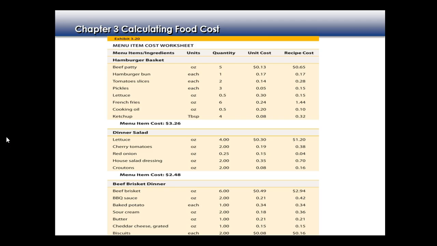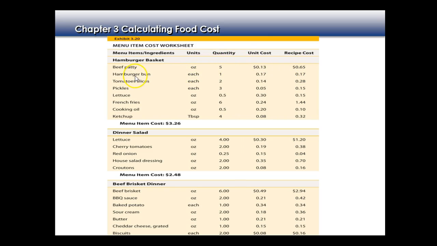So the cost of making a hamburger basket. It's a 5-ounce beef patty, which is costing you 13 cents. Recipe cost is 0.65. I'm trying to figure out, that was probably per ounce. You times that by 5? No. Oh, it's still by ounce. It's got to be. That doesn't add up. Forgive me, I'm not sure what that one's about.